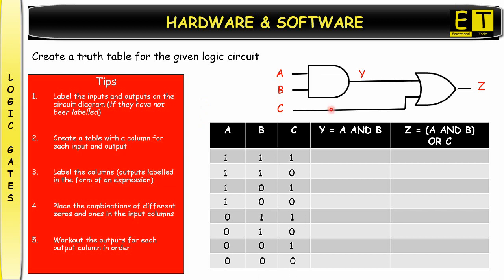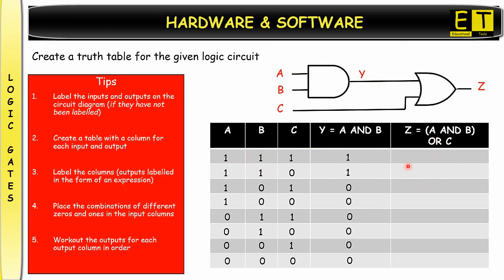Now we need to work out the output for the AND gate, so Y equals A AND B. As you remember previously when we looked into the AND gate, the output is only true when both of the inputs are true. So to start off with, A and B are true, so the output will be true. A and B again are true, so the output will be true. If either A or B or both are false or 0, then the output will be 0.